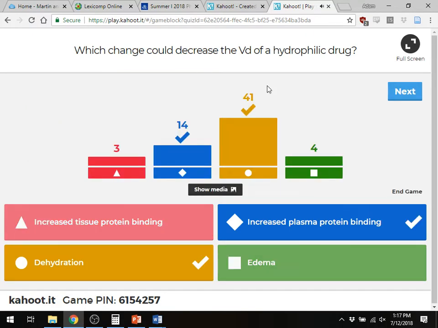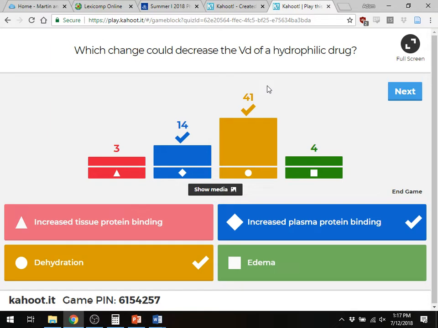All right, there's two correct answers here, so good job. Right, so increased tissue protein binding would do what? That would increase the volume of distribution, because the more drug that's being tightly bound in the tissues means it's going to be more out of the plasma, which means volume of distribution goes up in those circumstances, right?